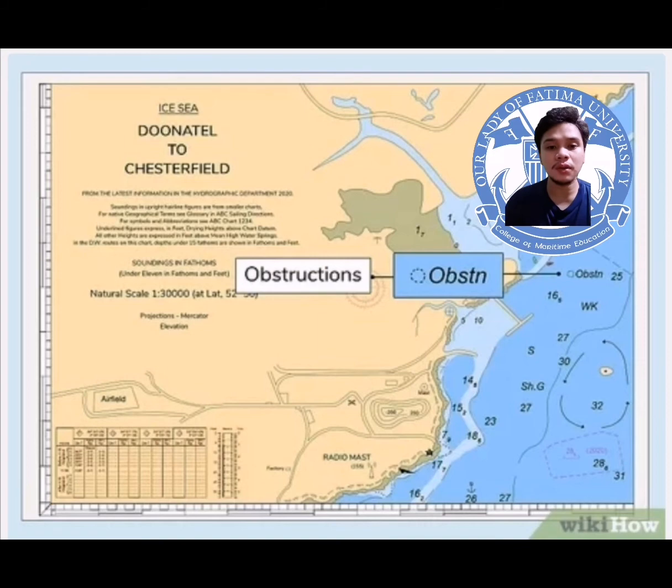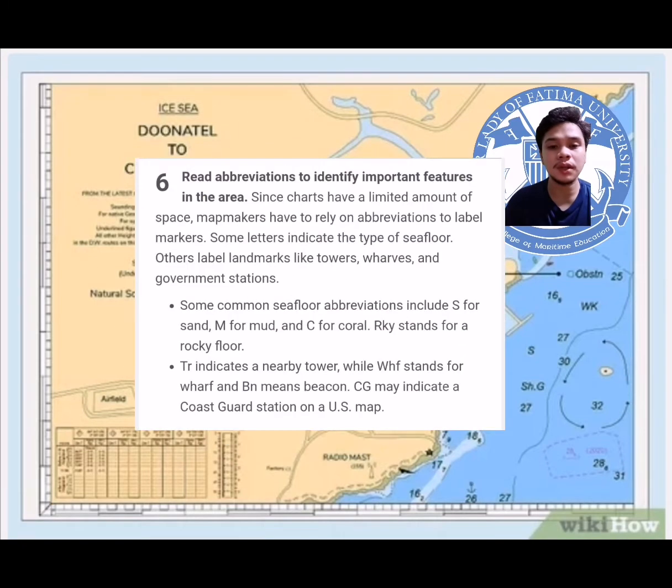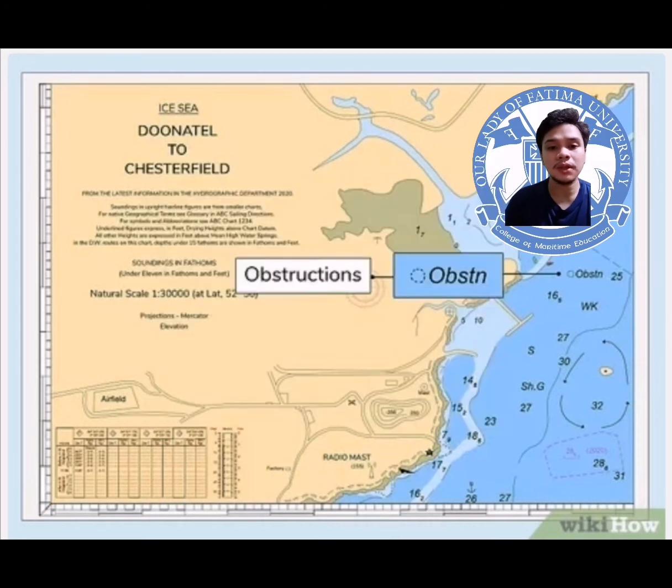Read abbreviations to identify important features in the area. Since charts have a limited amount of space, mapmakers have to rely on abbreviations to label markers. Some letters indicate the type of seafloor. Others label landmarks like towers and government stations. Some common seafloor abbreviations include S for sand, M for mud, and C for coral.